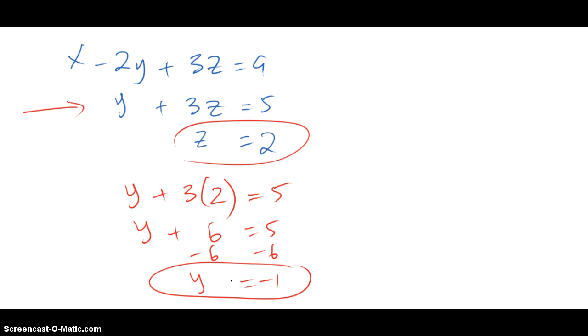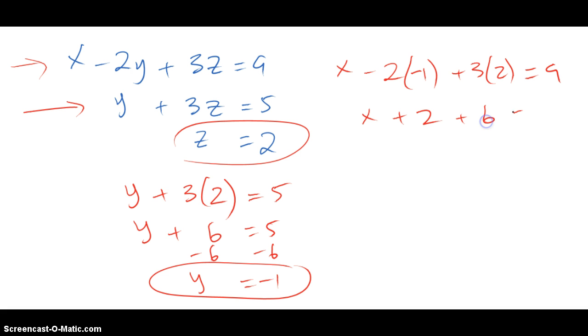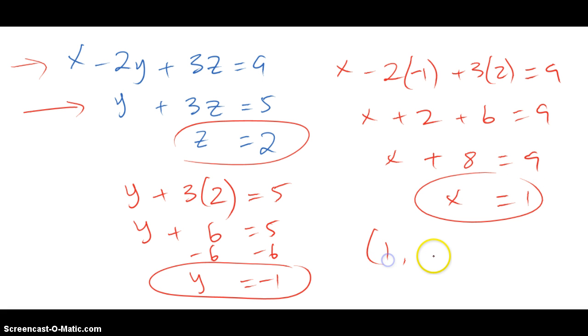Now that we've done that, we go to the first equation, and we say that x minus 2 times y, which we now know is negative 1, plus 3z, which is 2, equals 9. So that's x plus 2 plus 6 equals 9. So x plus 8 equals 9. So x equals 1. So our final answer would be 1, negative 1, 2.